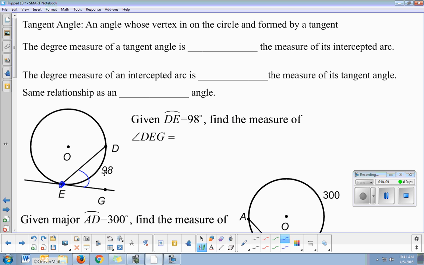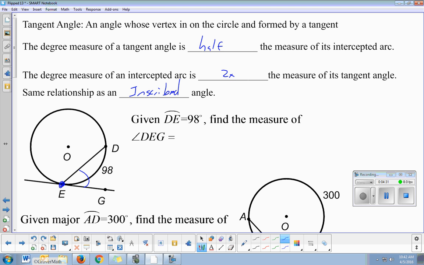But it has the same relationship as an inscribed angle. The degree measure of a tangent angle is half the measure of its intercepted arc, and the arc is double the measure of its tangent angle. This is the same relationship as an inscribed angle. So it's not called an inscribed angle.